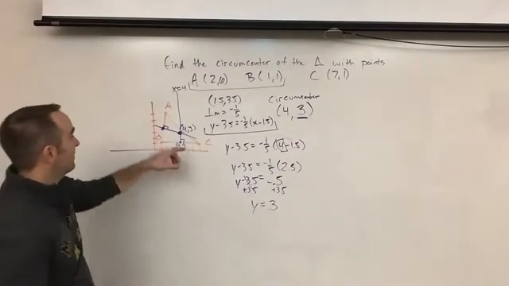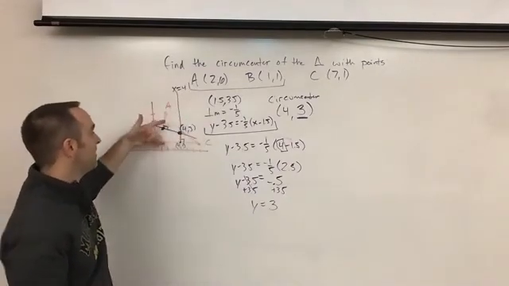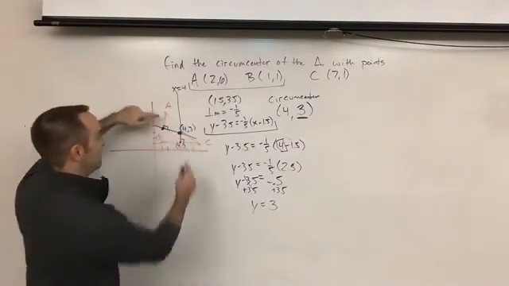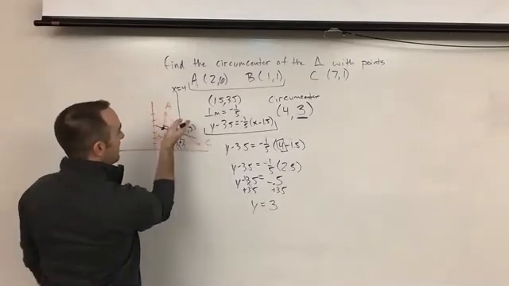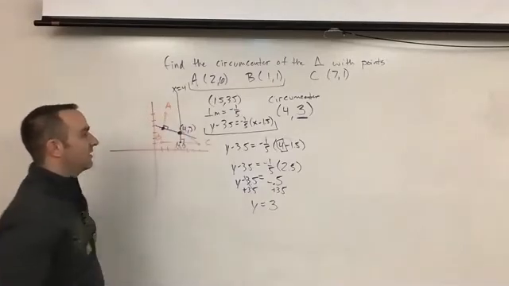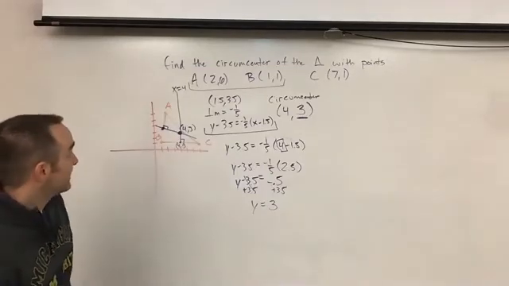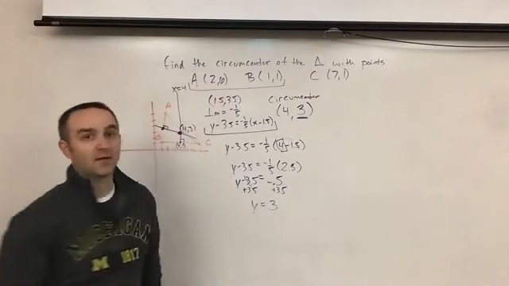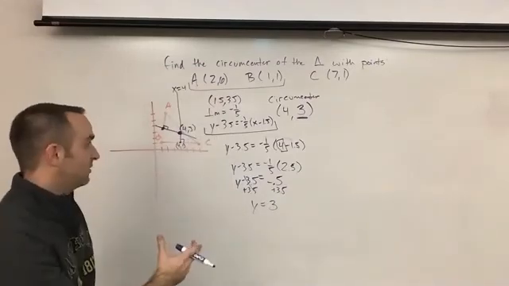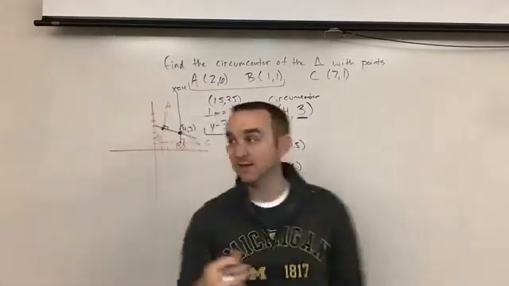Now I could have used AC instead of AB. That's fine too. Find the midpoint of AC, take your slope, make it perpendicular, and then plug in your 4 for that equation. Okay? So that's the process behind this. Okay, so watch that again if you need to. Make sure we understand the process. And again, it's going to be different.